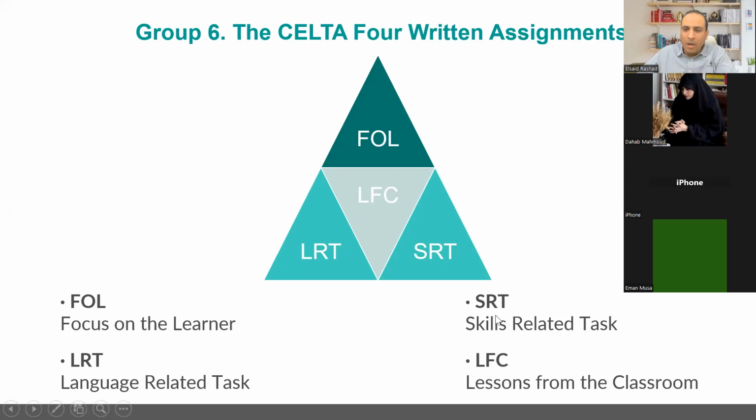This one is about designing a listening or a reading lesson on paper. That was the best, actually. A pre-reading, while reading, post-reading. And this one is lessons from the classroom. It's a reflection assignment. You summarize your learning experience. You talk about your strengths, your weaknesses, and your plan after the CELTA.